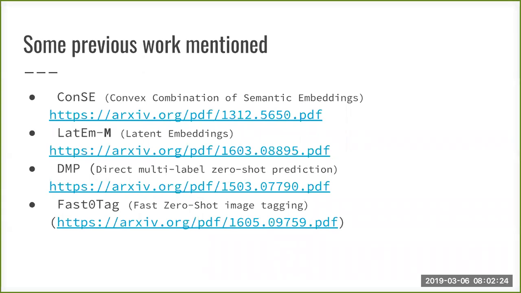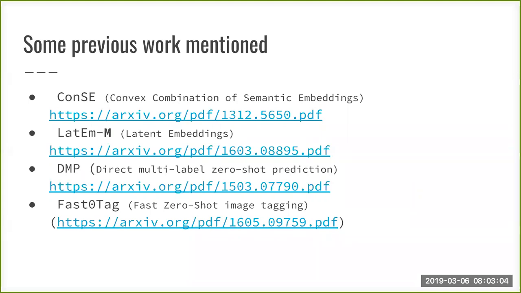Some previous work mentioned in this paper is CONSE, LatEM, DMP, and FastTag. Those are some different approaches for doing zero-shot learning. Yet the first two are not really a multi-label setup. They do modify them a little bit to do something like a multi-label setup. I just couldn't find many approaches that are used to do multi-label zero-shot learning. It's not very popular.